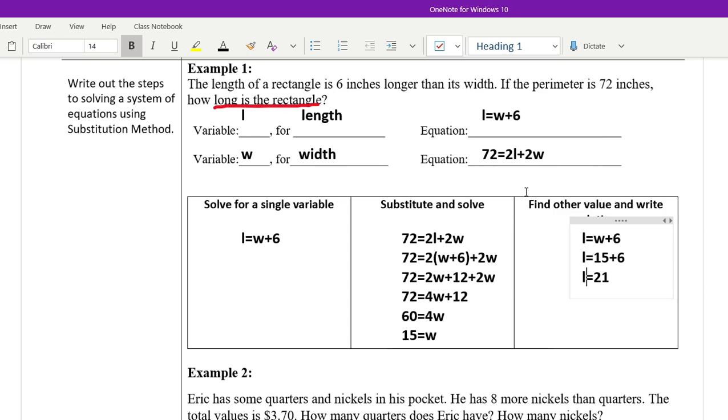So specifically for our problem, it asks if the perimeter was 72, how long is the rectangle? The answer to this problem isn't our solution like we had earlier, but specifically the length is equal to 21. If we look at our units, it's talking about inches, so I can write in inches.